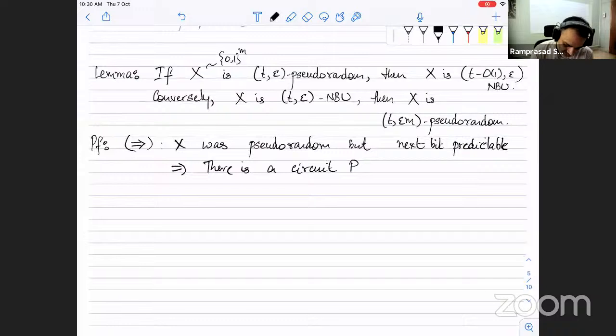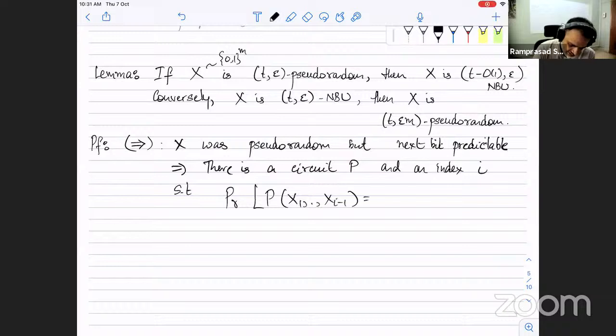Okay, there's a circuit P of size at most T, and an index i, such that if this circuit is fed a prefix, it ends up returning x_i with probability at least half plus epsilon. Now, how do I use this circuit to build a distinguisher between the distribution X and the uniform distribution? What's the most natural thing you will try?